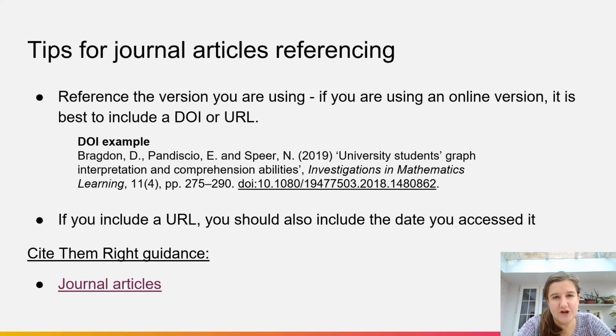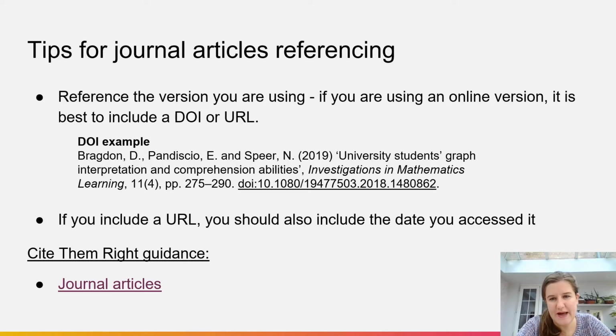Some general tips for journal article referencing. You'll notice that in the example I gave, there was no web link, there was no DOI or URL. But if I was reading this article online, then I might include that. It's best to reference the version you are using. So if the version you're using is online, then you should have a DOI, which is like a permanent link, or a URL. So if it's a URL, you should also include the date that you accessed it.